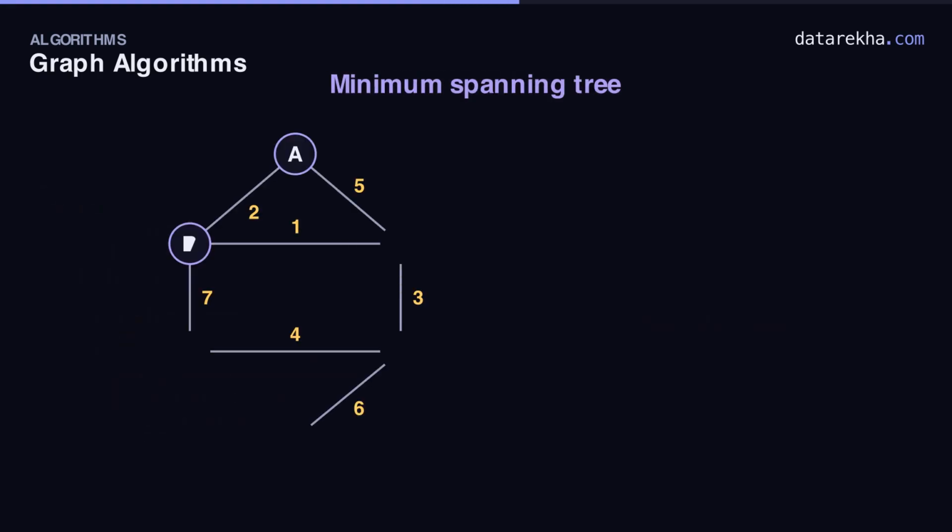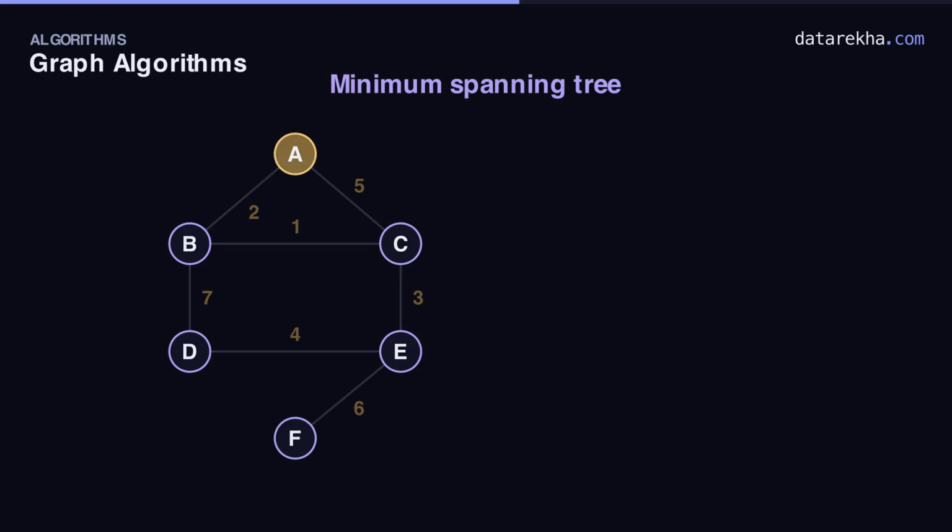Second question, a different goal. Forget one source. Now connect every vertex together, using as little total edge weight as possible, with no redundant loops. That's the minimum spanning tree. We'll grow it with Prim's algorithm.